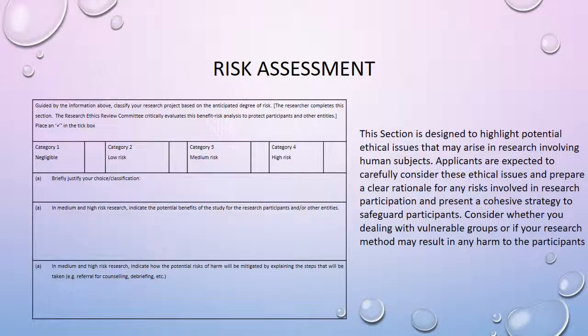This section is designed to highlight potential ethical issues that may arise in research involving human subjects. Applicants are expected to carefully consider these ethical issues and prepare a clear rationale for any risks involved in research participation and present a cohesive strategy to safeguard participants. Consider whether you are dealing with vulnerable groups or if your research method may result in any harm to the participants.